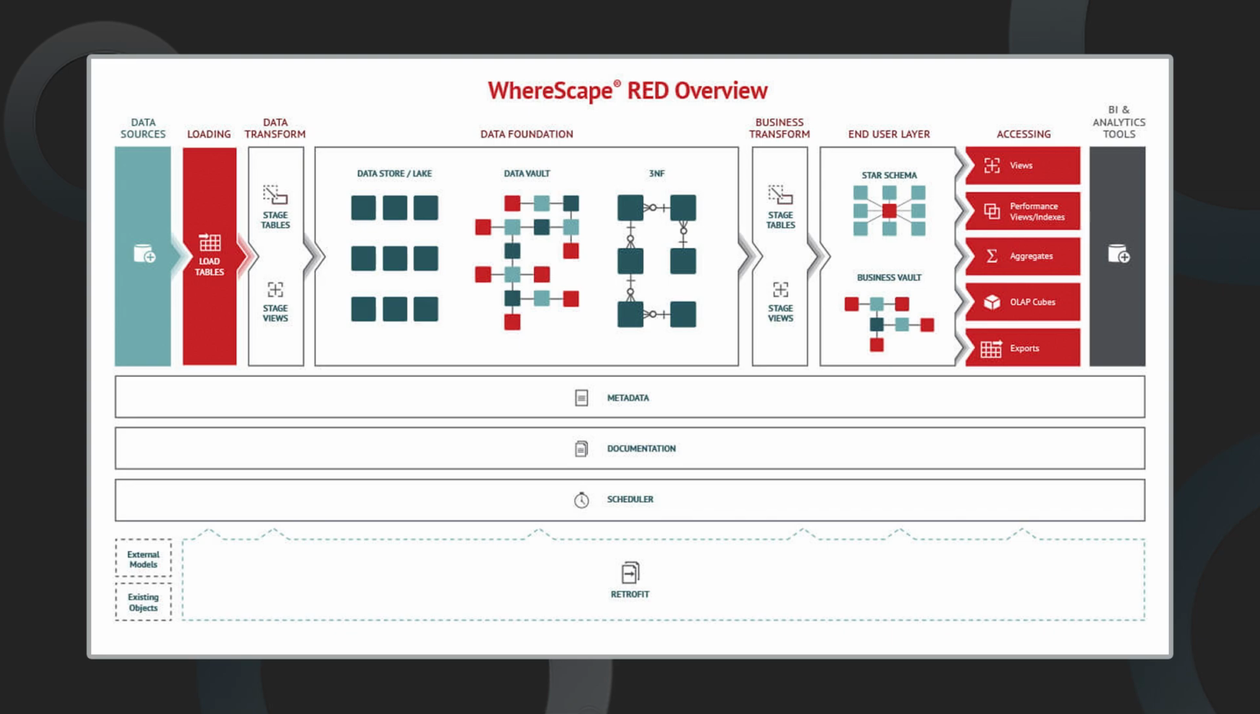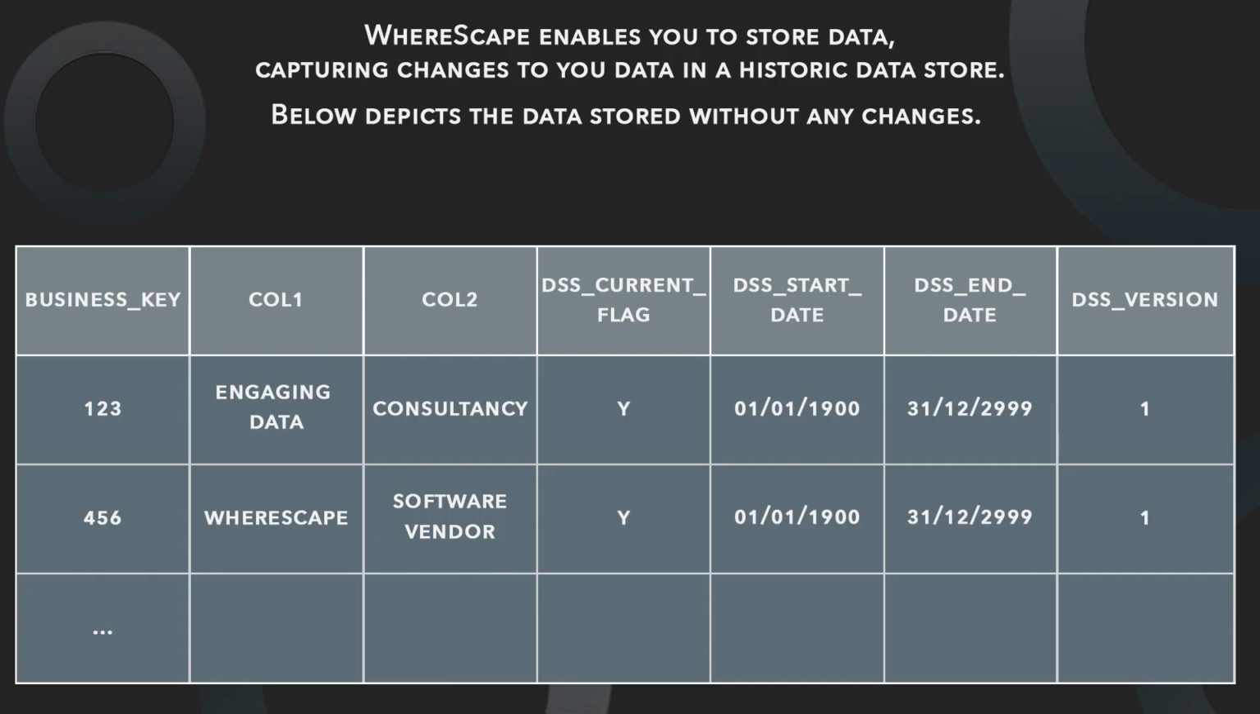Underneath we have the metadata, which holds the details of all of those objects, and from that metadata we're able to create documentation and then a scheduler sitting over the top, allowing us to automate all of this process. Today in this video we're going to concentrate on data stores, how we expect them to work, especially around historic data stores. WhereScape enables you to store data capturing changes to your data in a historic data store.